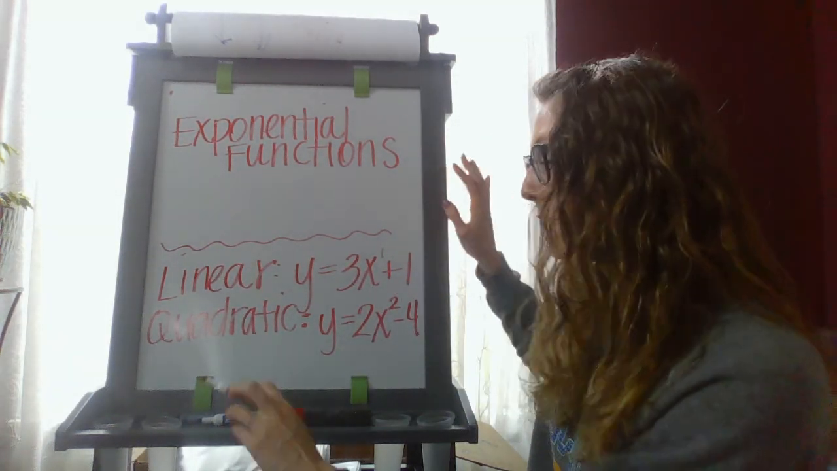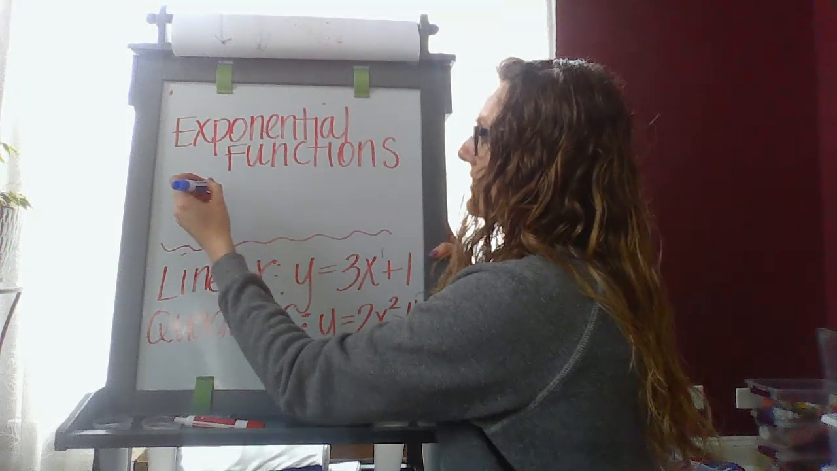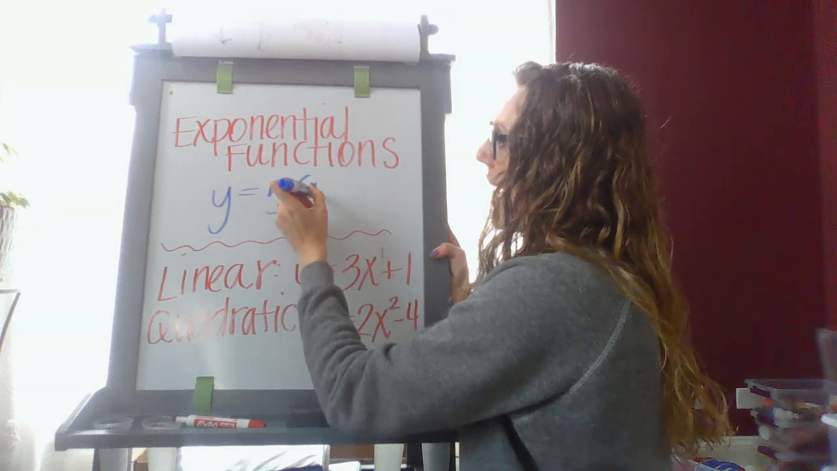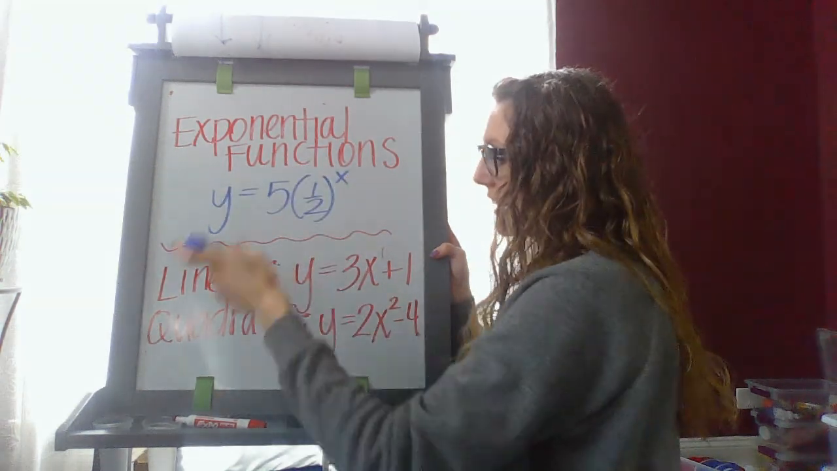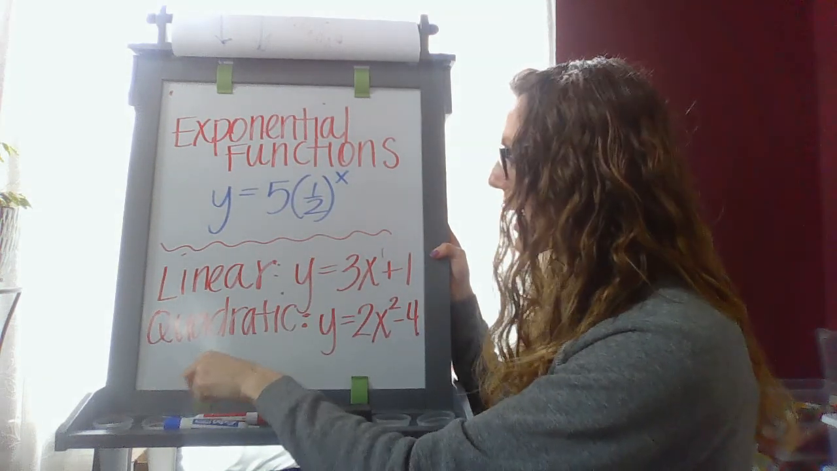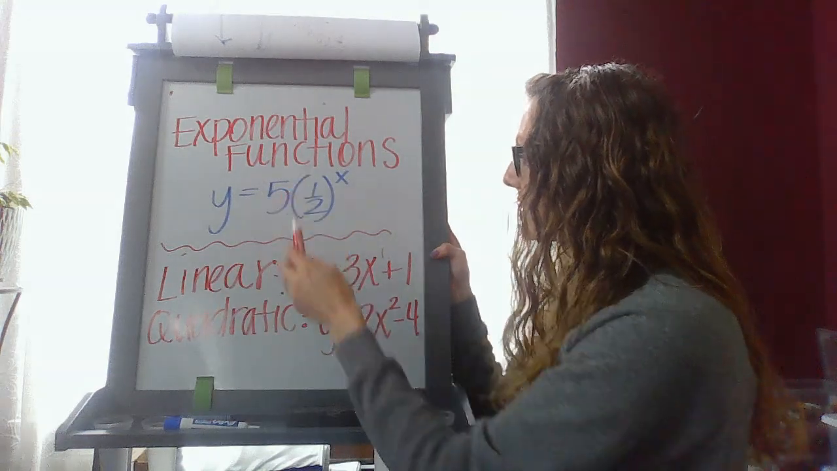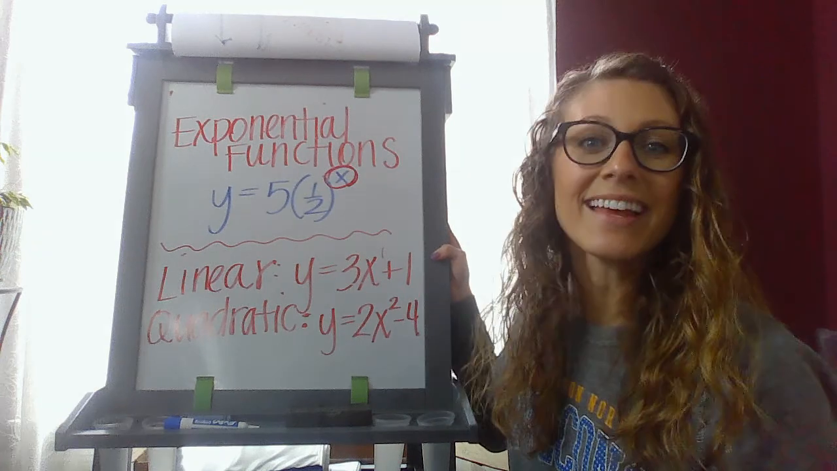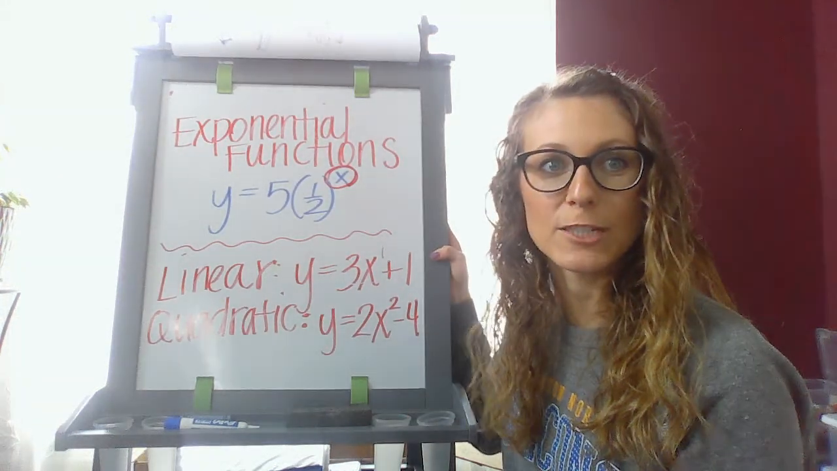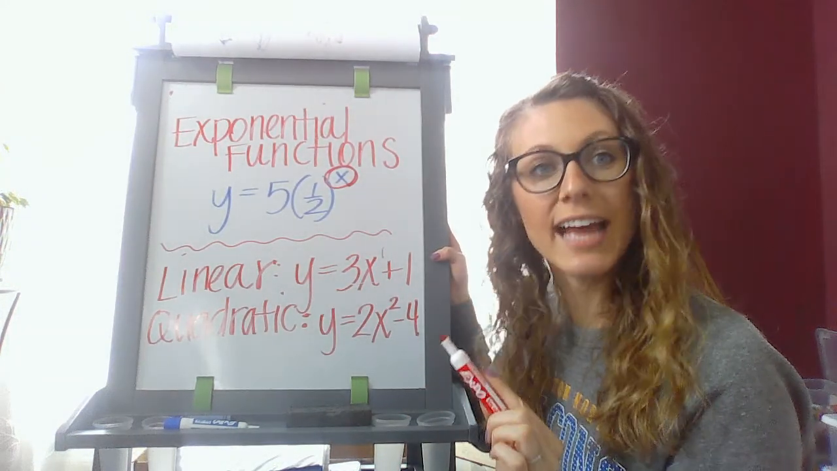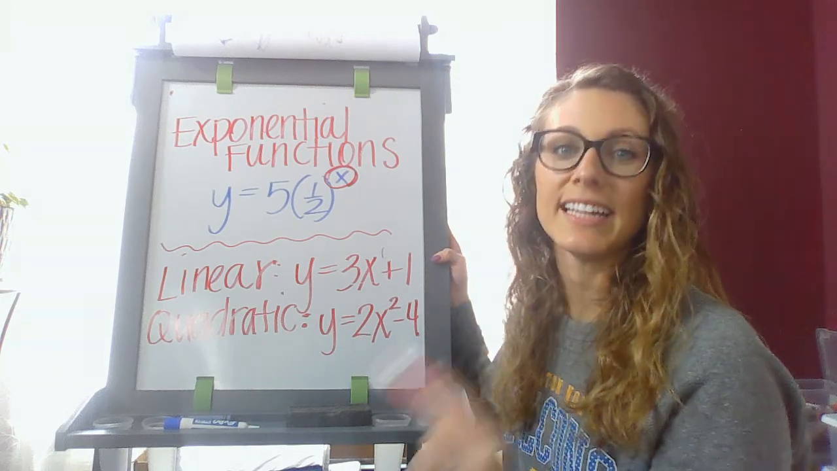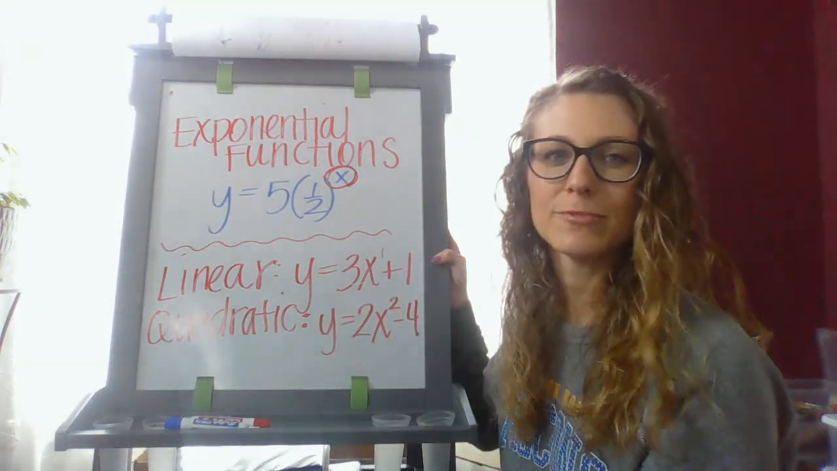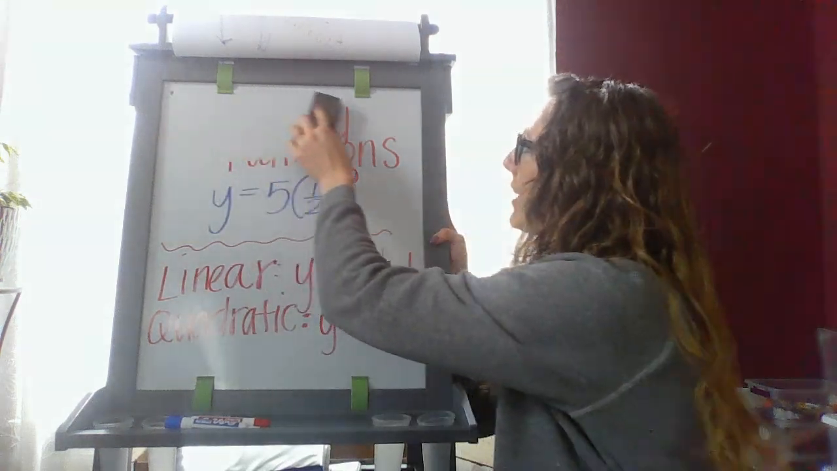An exponential function, what makes it different is that instead we're going to have the x in the exponent. Okay, so if x is the exponent, it's not in line with everything else. It is actually the exponent. That's what makes it exponential. So that's what you're looking for. When you see x in the exponent, it is now called an exponential function.